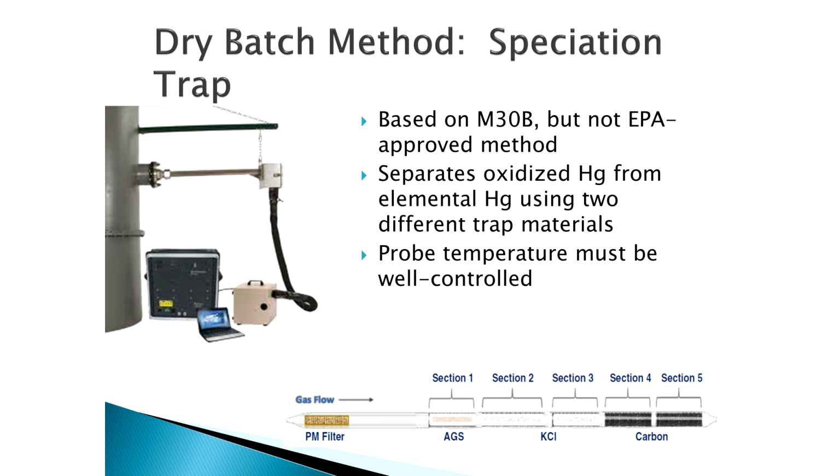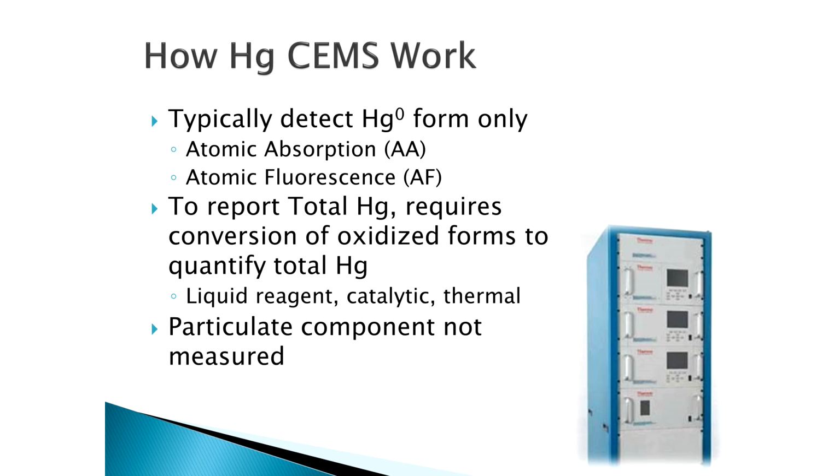There are also continuous emission monitors for mercury that speciate mercury into either elemental forms or oxidized forms. These only measure gaseous mercury, obviously. They can only measure or detect elemental mercury. So similar to a NOx analyzer, if you want to measure total mercury, you have to convert all the oxidized forms to elemental mercury, usually using a reagent or some kind of catalytic process. And again, these don't measure the particulate component.